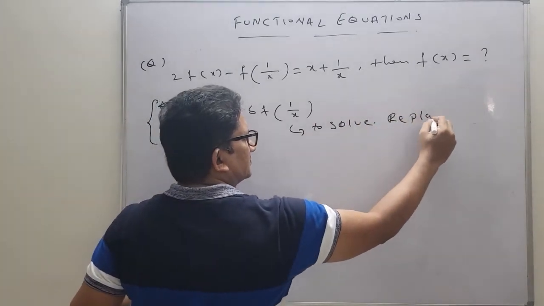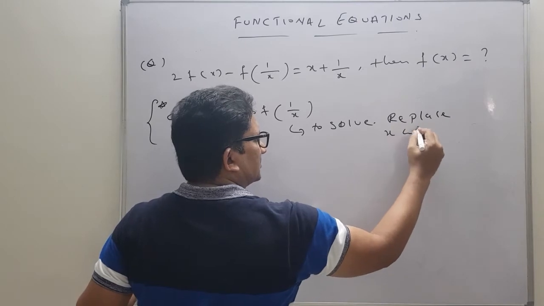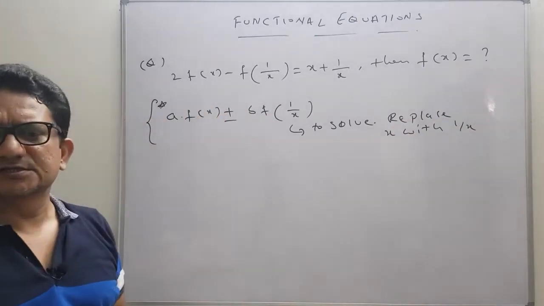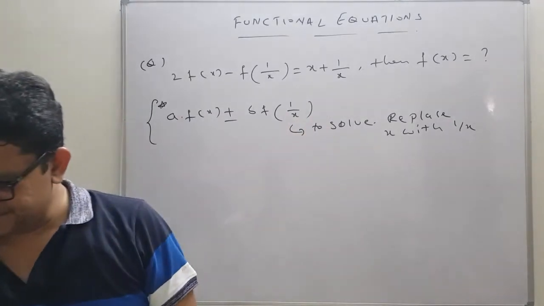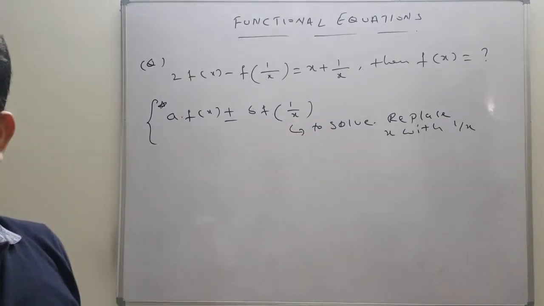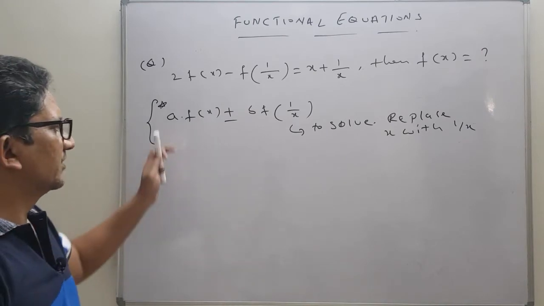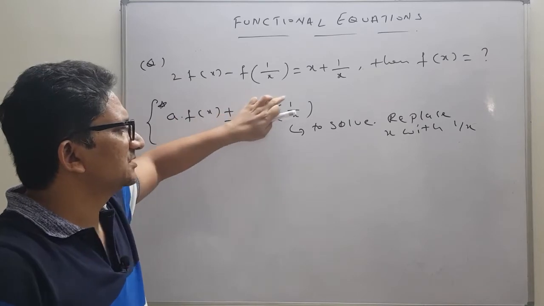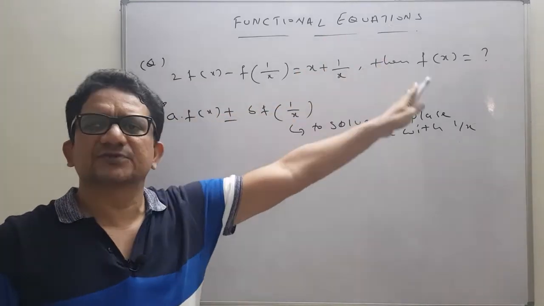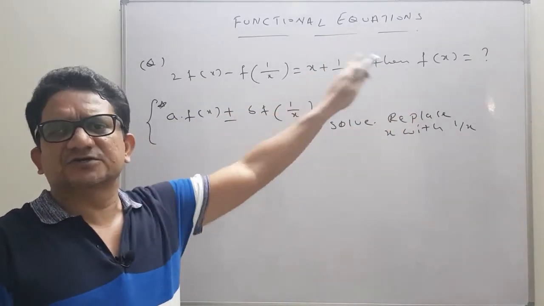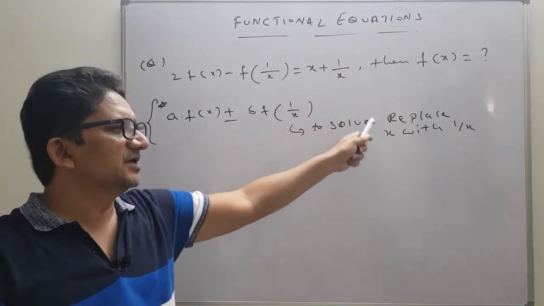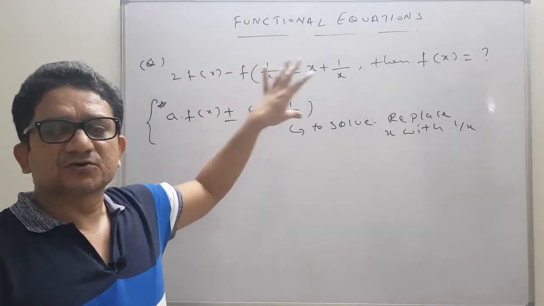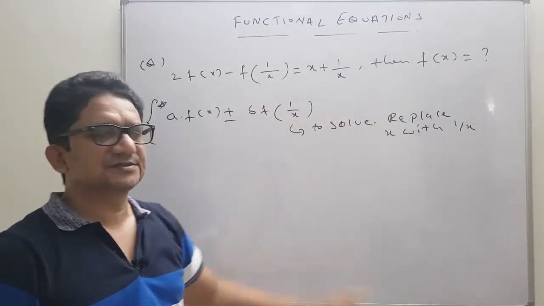replace x with 1 by x in the question. This is the best technique to solve this problem. Whenever you have the pattern a times f of x, either plus or minus b times f of 1 by x equals something given, the easy way to solve the problem is to replace x with 1 by x. Around 4 or 5 times a question based upon this appeared in JEE Mains. So we will check this one.